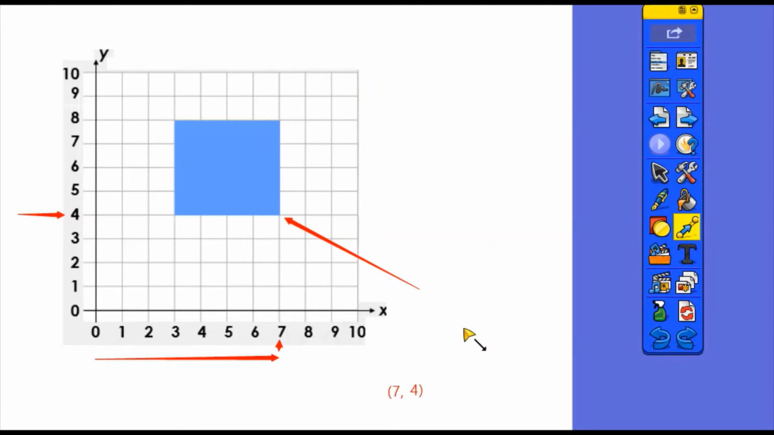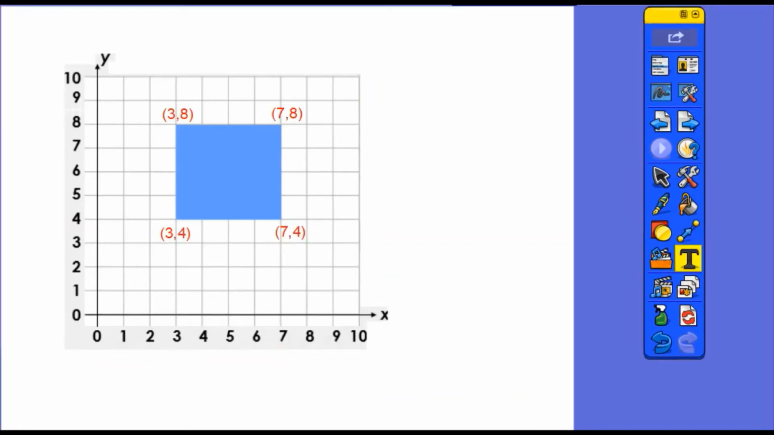Okay, you can continue to work out the rest. I will pause the video. You pause the video as well and see if you can work out what the other 3 vertices are. Okay, did you manage to get the answers that we were looking for?